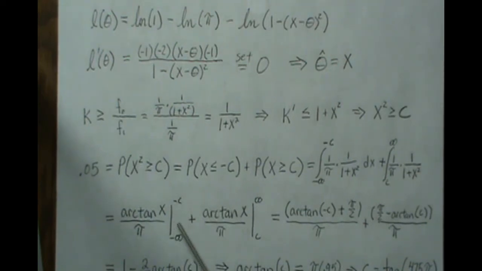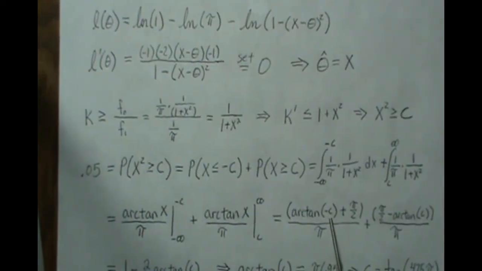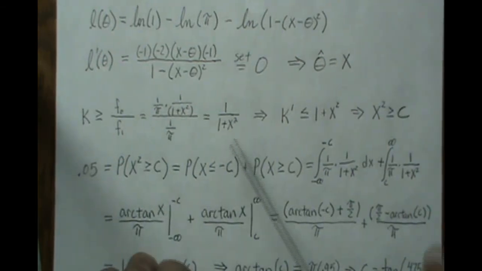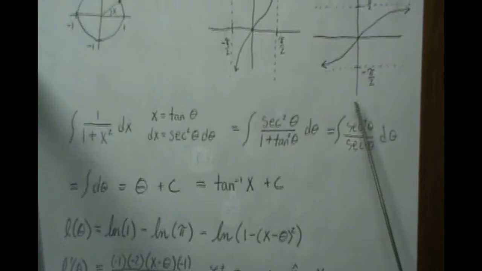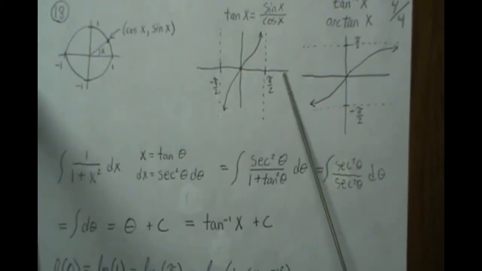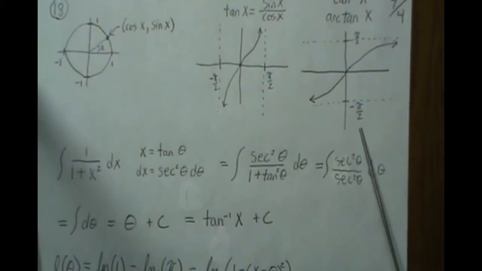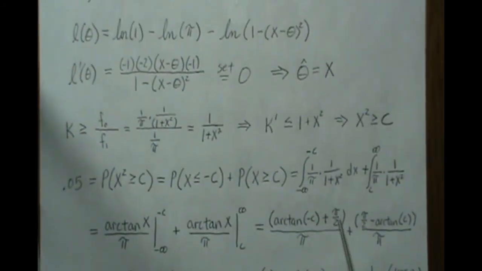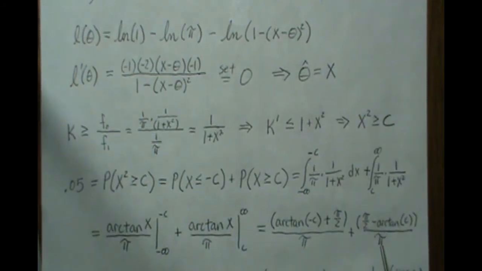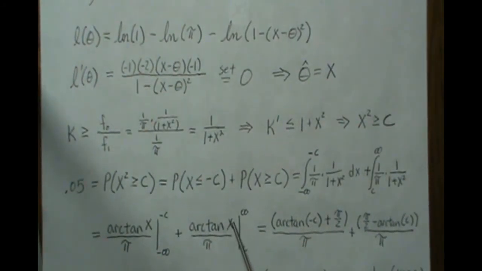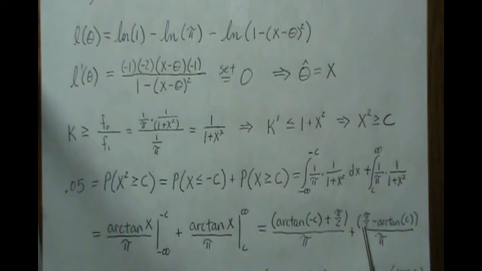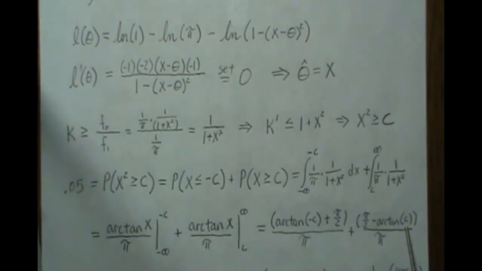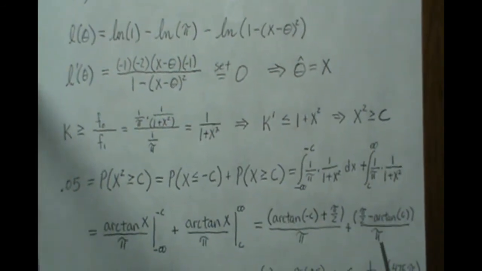And now we do that. So we plug in the minus c, and then when you plug in minus infinity to arctangent, remember, as you go this way, this way, this way, it approaches minus pi over 2. So that's what this is. And then the same here. So when you plug in infinity, it approaches pi over 2. And then that is minus, plug in that, you get arctangent of c. And the pi stays the same.